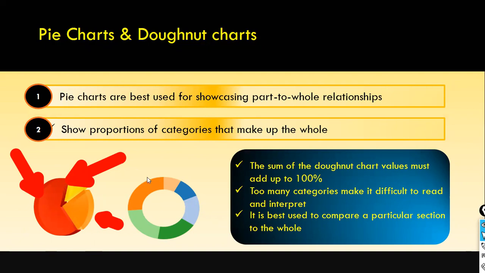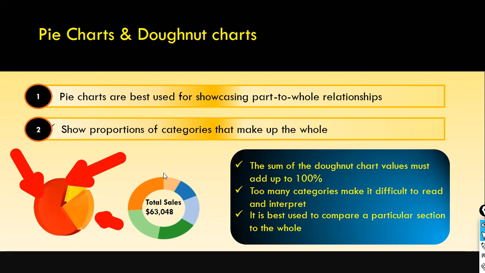So part to whole relationship, you can do it with the help of the pie chart as well as the Doughnut chart. And it shows the proportion of categories that make up the whole, right? Also, in the case of pie chart as well as Doughnut charts, the values should add up to 100%, which means the percentages. So how much percentage of total sales we made here, how much percent of sales we made in this city. If you add all the percentages, it should sum up to 100%.